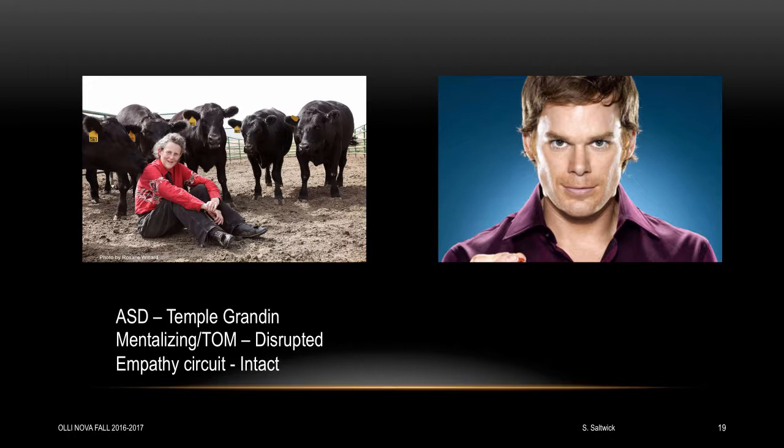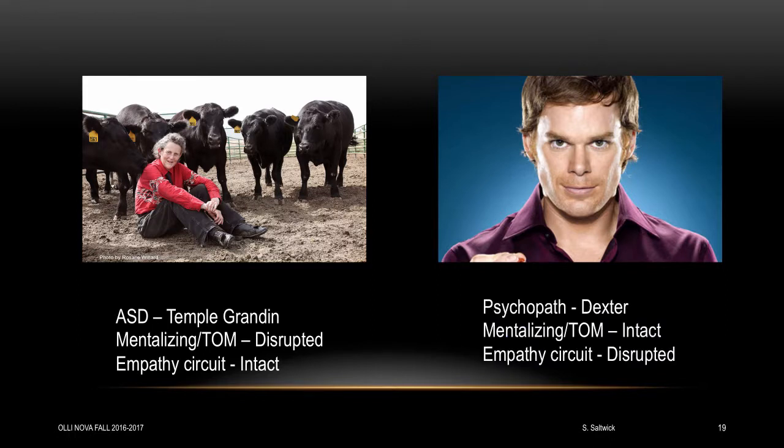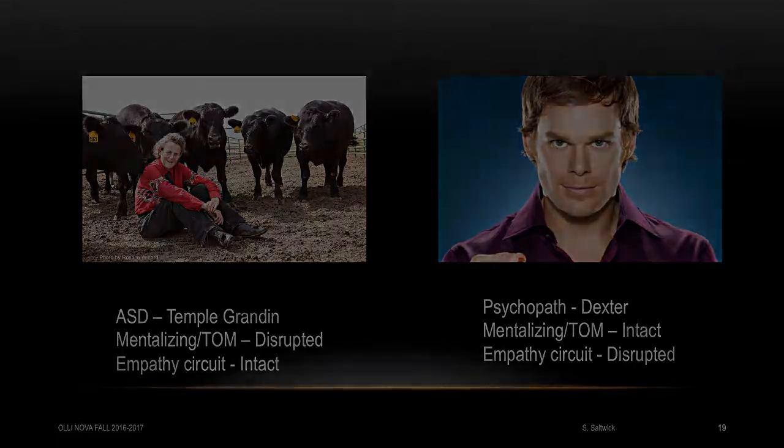Dexter, on the other hand, has an intact theory of mind network. He understands well how people tick, and he uses that to his advantage. However, Dexter has no empathy circuit for processing or engaging with his victims. He does not feel their pain or regret it. Perhaps with transcranial stimulation or other advanced techniques, we can begin to alter Dexter's empathy circuits and make him a better productive member of society. Further research will see.